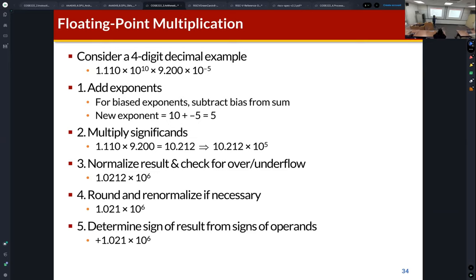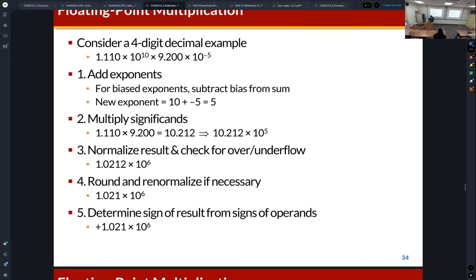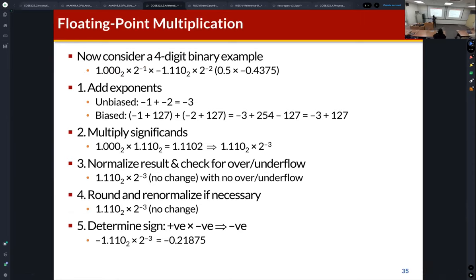Now what else is required? We need to check the sign bits of the two operands, and then determine the sign bit of the result. This is also the same for the binary floating point number. First we calculate the exponent part, then multiply the significands, then normalize, then round up or round down, then determine the sign bit of the final result.